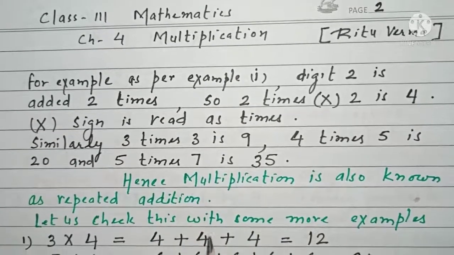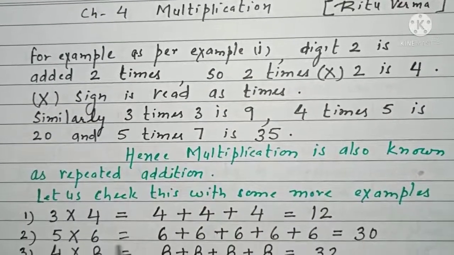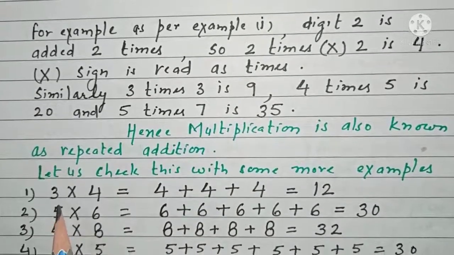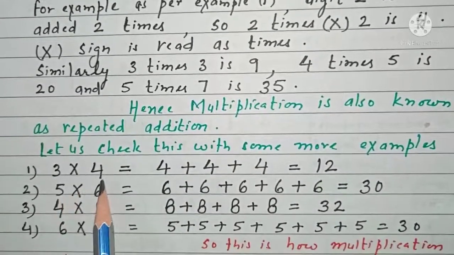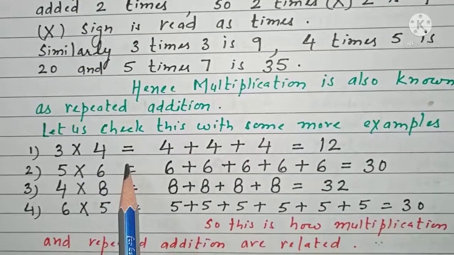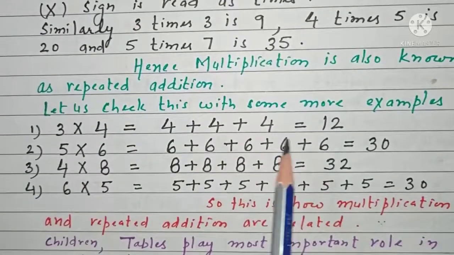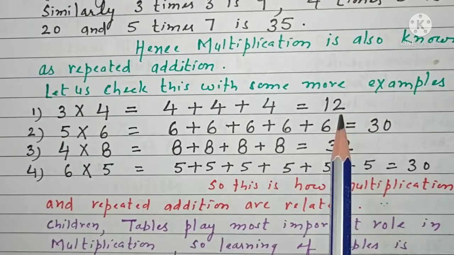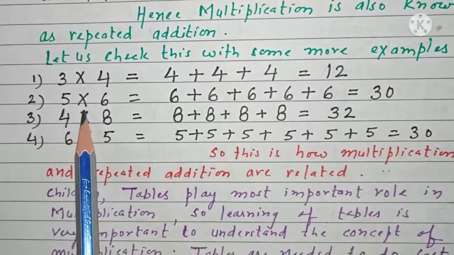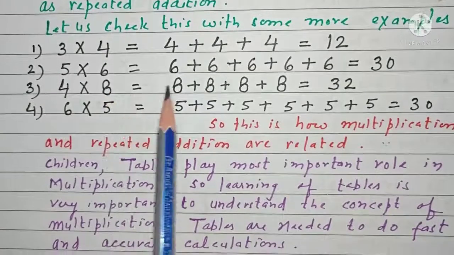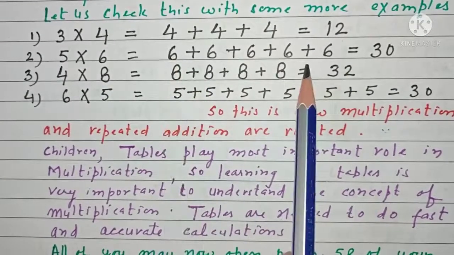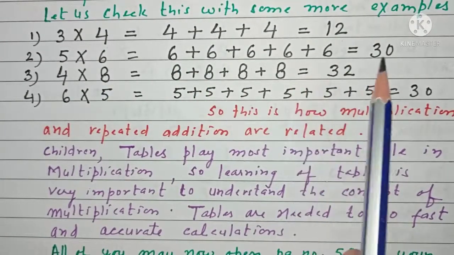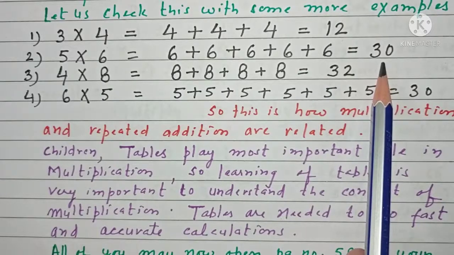Let us check this with some more examples. As in example number 1, 3 times 4. That is, when we are adding 4, how many times? 3 times. The answer is 12. Then 5 times 6. That is, the addition of 6, how many times? 5 times. And the answer is 30.